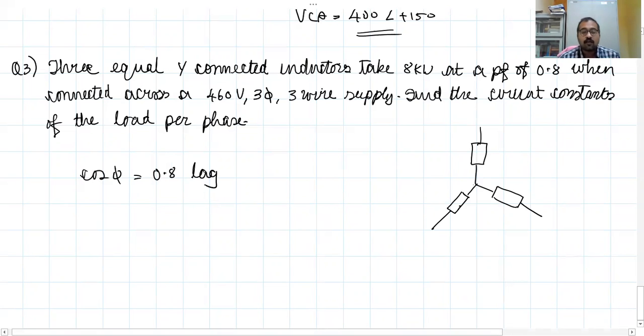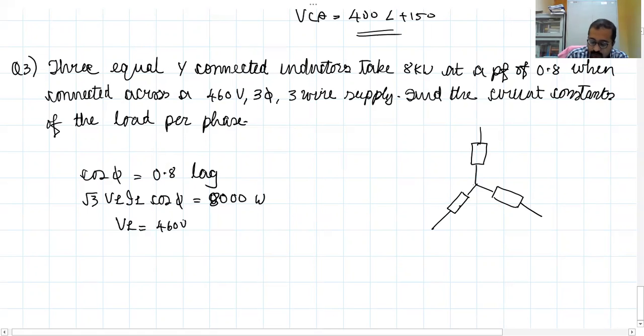Now, 3 equal Y connected inductors take 8 kilowatt when connected across a 3-phase supply. It is a 3-phase power, so root 3 VL IL cos phi is 8,000 watts. It is connected across 460 volt, which is the line voltage. So you are given the line voltage magnitude as 460 volt, assuming ABC phase sequence. I will come to that later.